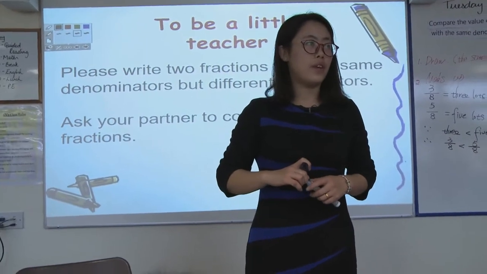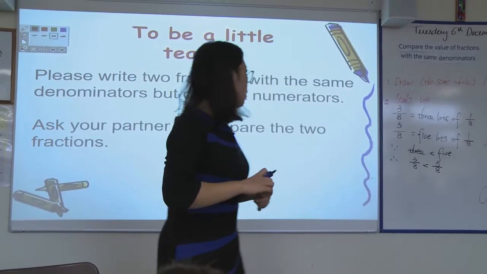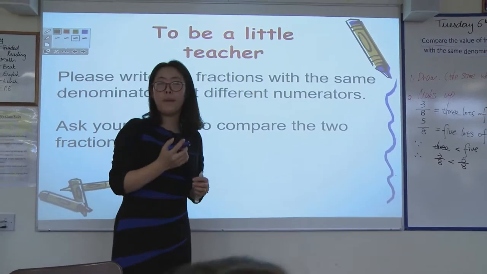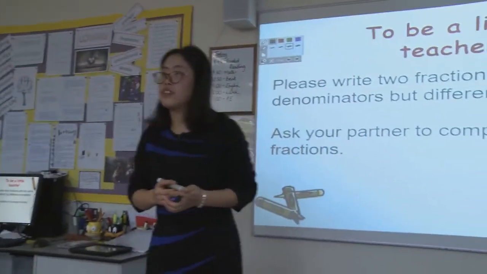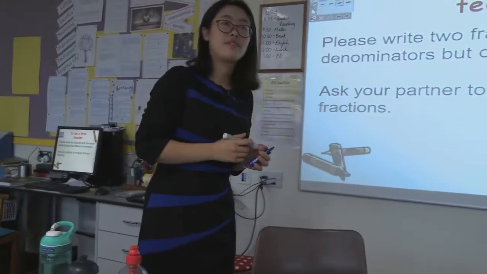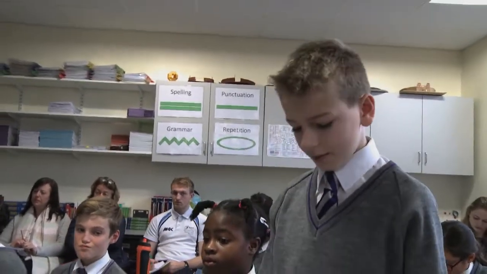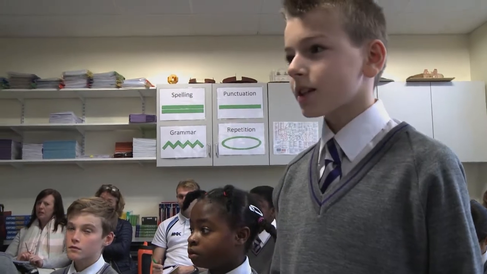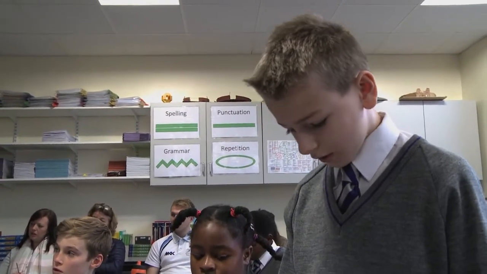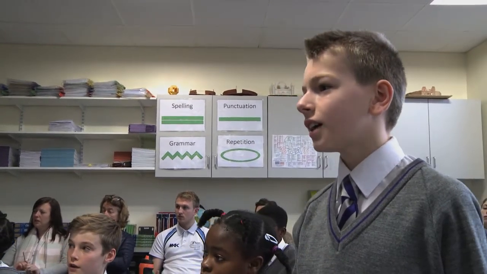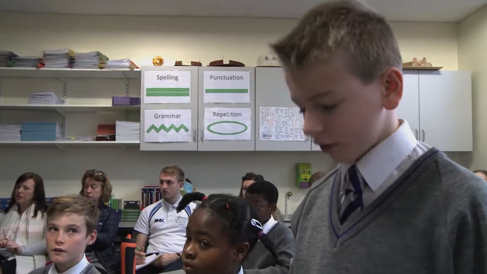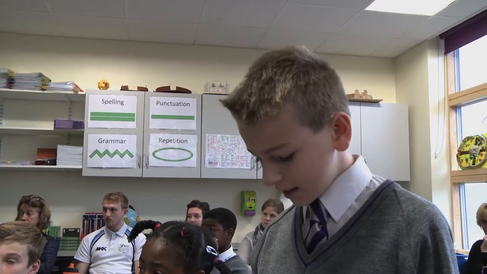Okay, 1, 2, 3. Who would like to share your problem and answer? It was 2 over 9. Please, louder. 2 over 9 and 5 over 9. 5 over 9, and which one is bigger? 2 over 9 is less than 5 over 9.